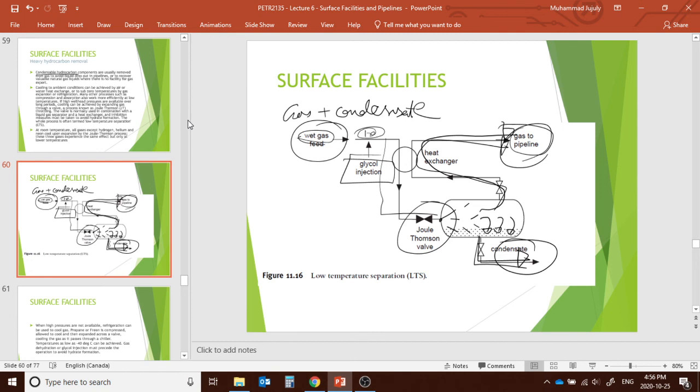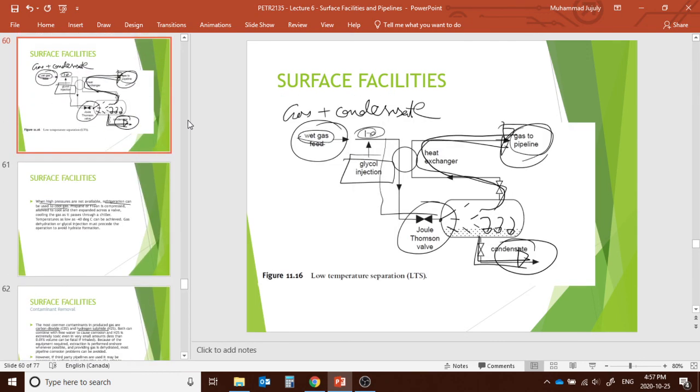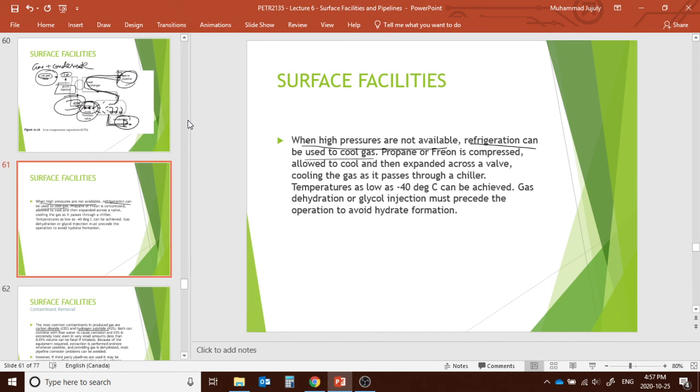Okay, so this is how, using low temperature separation or the Joule Thomson effect, we separate the gas condensate. When high pressure is not available and we cannot use the Joule Thomson effect, in that case we can use refrigeration to cool the gas. So instead of using the Joule Thomson effect, we can use the refrigeration coil in here to cool down the natural gas, and then we can separate the gas condensates.